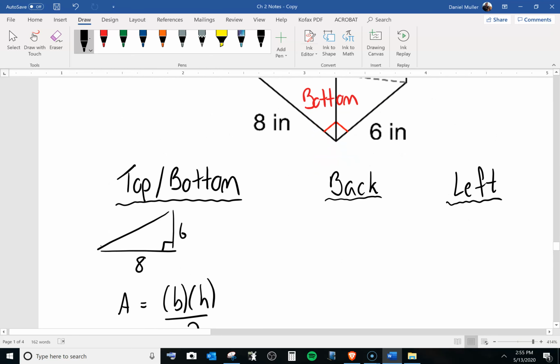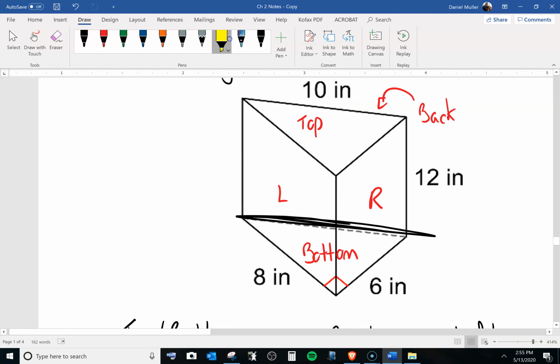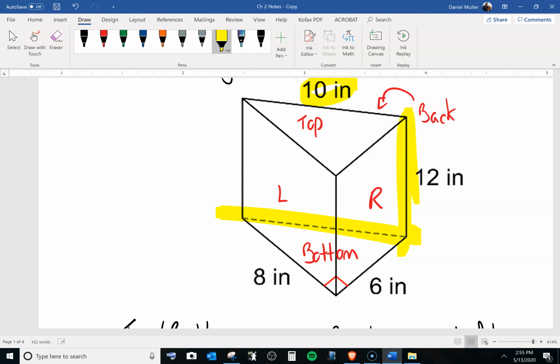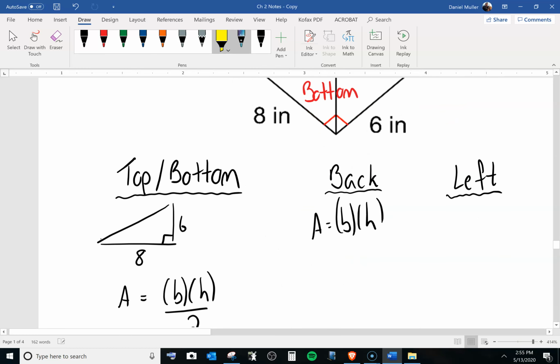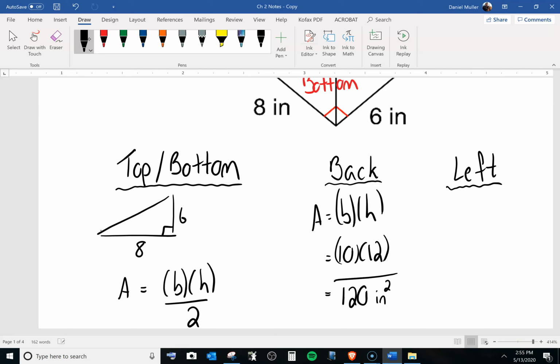Now the back. The back is a rectangle. So we'll go base times height. And the base is here. That I think was 10. Yeah, so it says 10. So base is 10 times the height. 10 times 12. So I'm going to write 10 times 12, which would get me 120 inches squared.